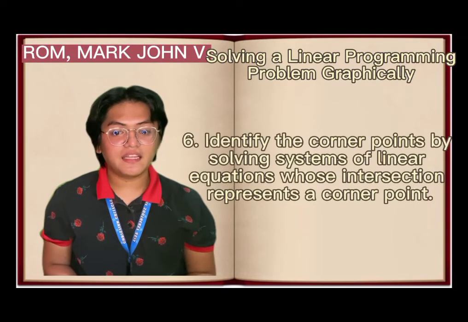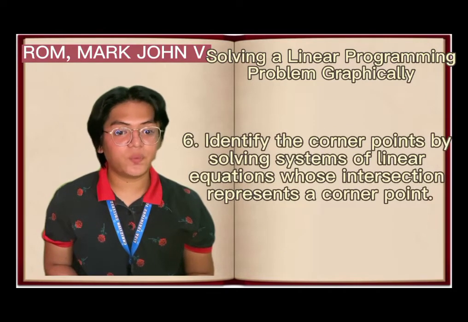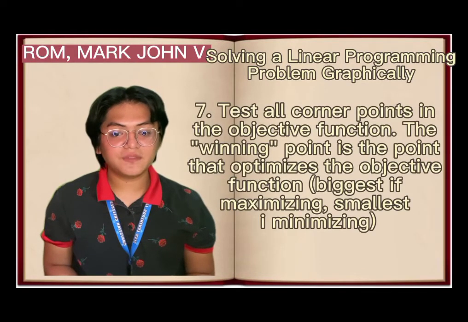Number 6, identify the corner points by solving the system of linear equations whose intersection represents a corner point. Number 7, test all corner points in the objective function. The winning point is the point that optimizes the objective function: biggest if maximizing, smallest if minimizing.